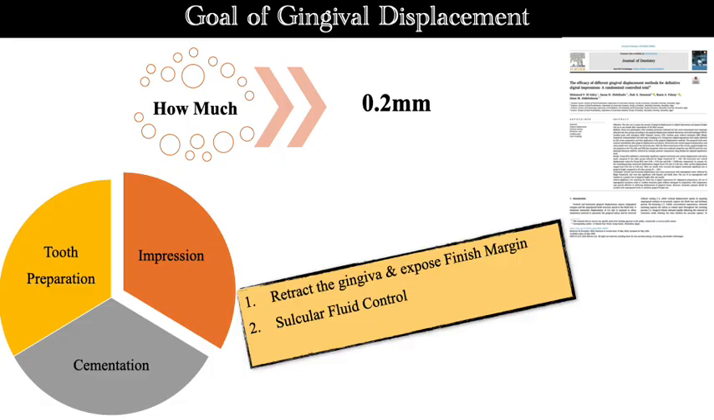And the second objective of any gingival displacement should be fluid control. For example, we'll again speak about the vinyl polysiloxane impression itself. This is quite hydrophobic in nature. So in case there is moisture contamination within the sulcus, the vinyl polysiloxane is not going to flow in there and record those details. So definitely the area should be dry so that the impression material could go and record.